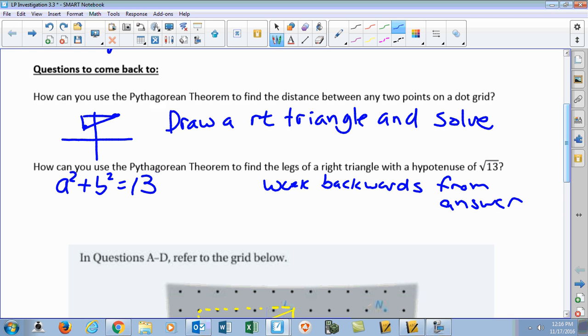Again, you had to know that the sum of the squares of the legs had to be 13 because c was the square root of 13. So these two legs, A and B, had to add up to 13, and again, they had to be squared to add up to 13. 2 and 3 doesn't add up to 13, but 2 squared and 3 squared does. Okay? And that's how we found that. All right, so that's going to take care of the video.